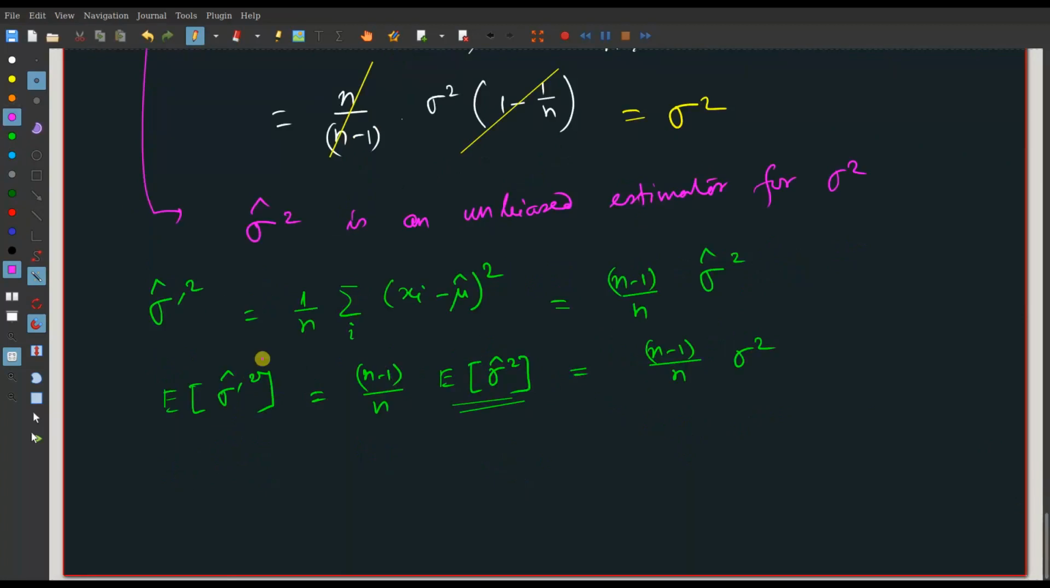So this is not exactly equal to sigma square, but it becomes equal to sigma square if your n is large. So in the limit n is much greater than 1, it doesn't matter whether you are using sigma prime or sigma hat square. They are both almost unbiased, and you can take one for the other.